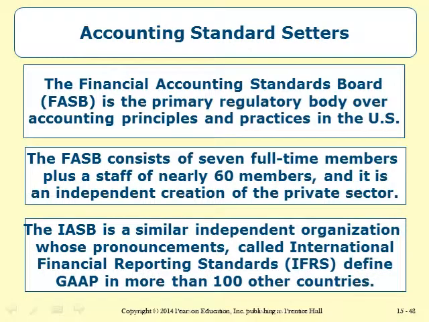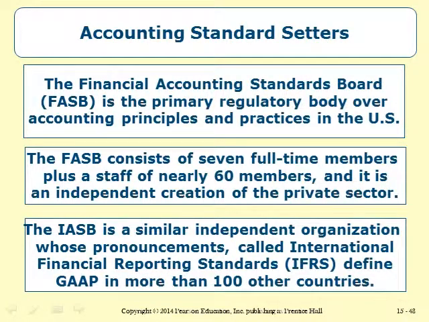So auditors and the investing public rely on GAAP determined by the Financial Accounting Standards Board, or FASB, in the United States, and the International Accounting Standards Board, or the IASB, in much of the rest of the world. The FASB, consisting of 7 full-time members plus a staff of nearly 60 members, is an independent creation of the private sector. Its mission is to establish and improve standards of financial accounting and reporting for the guidance and education of the public, including issuers, auditors, and users of financial information. The International Accounting Standards Board is a similar independent organization whose pronouncements, called International Financial Reporting Standards, or IFRSs, define GAAP in the European Union and more than 100 other countries.